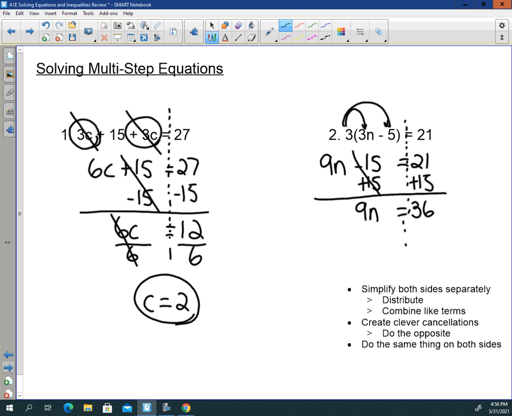All right, so then divide both sides by 9, and we get n equals 4. 36 divided by 9 is 4.